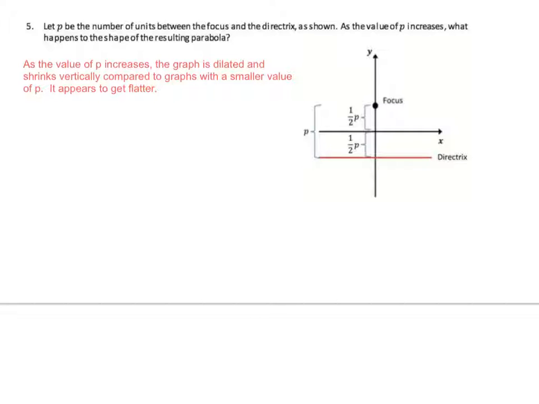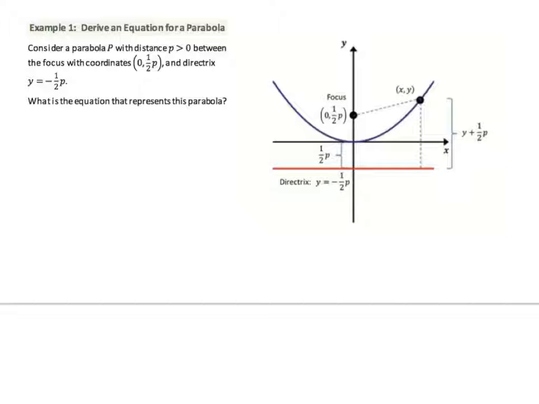So let's do an example and talk through what's going on with our graphs. So example 1, derive an equation for a parabola. Consider a parabola with a distance P, where P is greater than 0, between the focus with coordinates (0, 1/2 P), so there's our focus, and directrix with y equals negative 1/2 P. So I'm at the x-axis. My focus is half of a P distance above the x-axis, and my directrix is half of a P distance below it. What is the equation that represents this parabola? So let's work through it. What are the coordinates of the vertex?